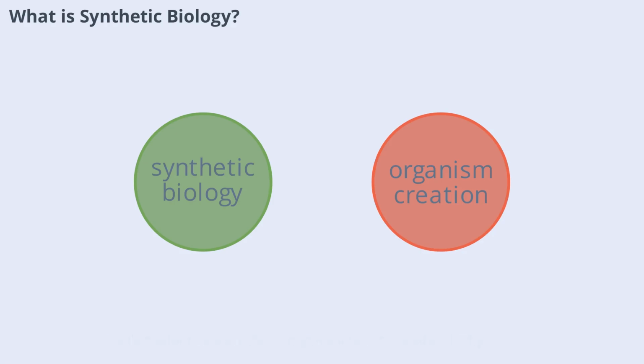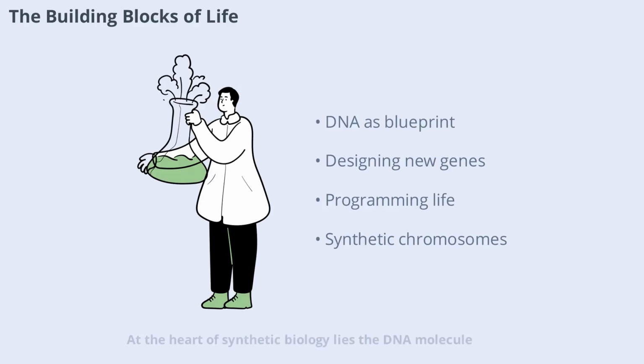As we embark on this journey, let's explore how synthetic organisms are created and why this field is revolutionizing our understanding of life itself. At the heart of synthetic biology lies the DNA molecule, the blueprint for all living things. Scientists use their understanding of DNA to design new genetic sequences that can instruct cells to perform novel tasks. By assembling these sequences, researchers can create entirely new genes, pathways, or even synthetic chromosomes. This process is akin to programming a computer, but instead of code, the language is genetic.